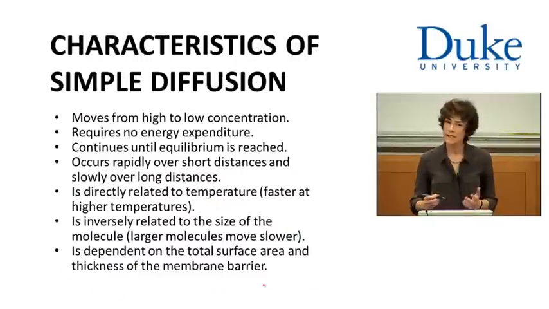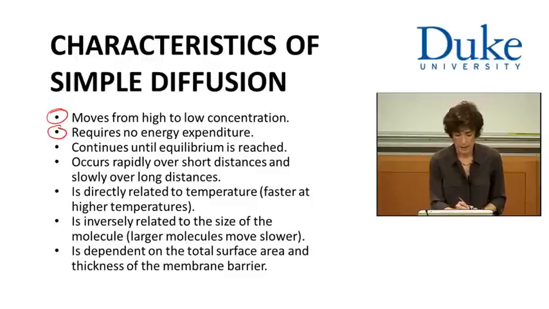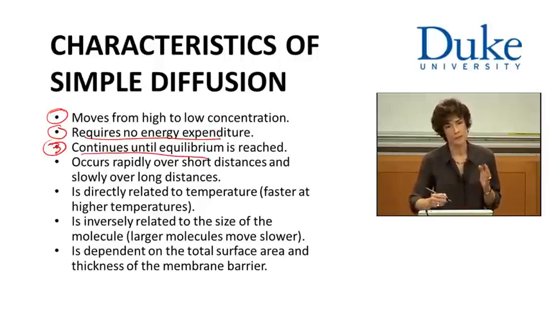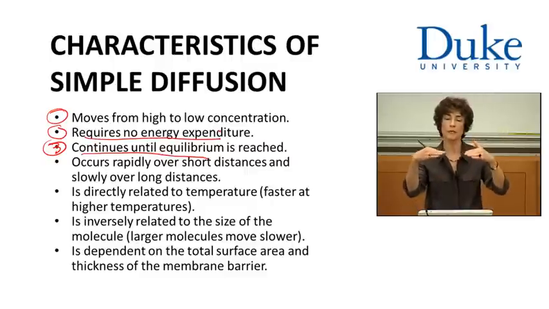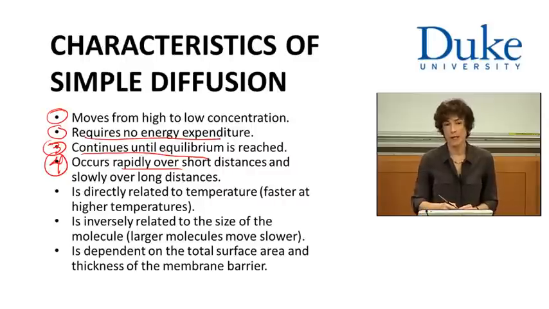The characteristics of simple diffusion, then, are first, that the molecule is going to move from a high to a low concentration; second, that it requires no energy expenditure; and third, that it will continue until equilibrium is reached. That is, we will have an equal concentration of the materials on either side of the membrane. Fourth, it occurs rapidly over short distances, but very, very slowly over long distances.